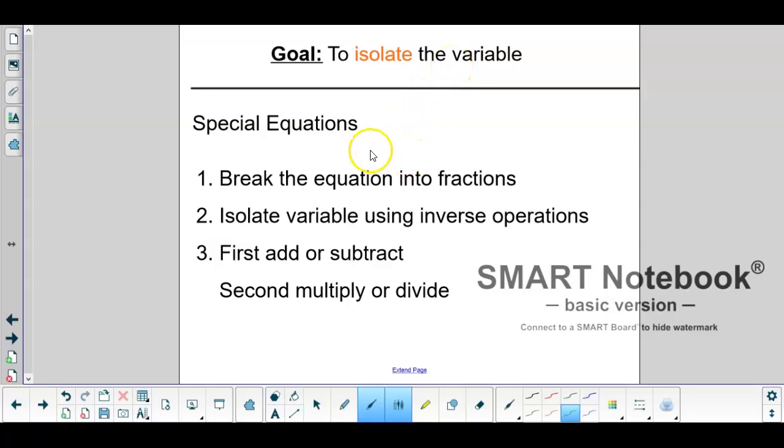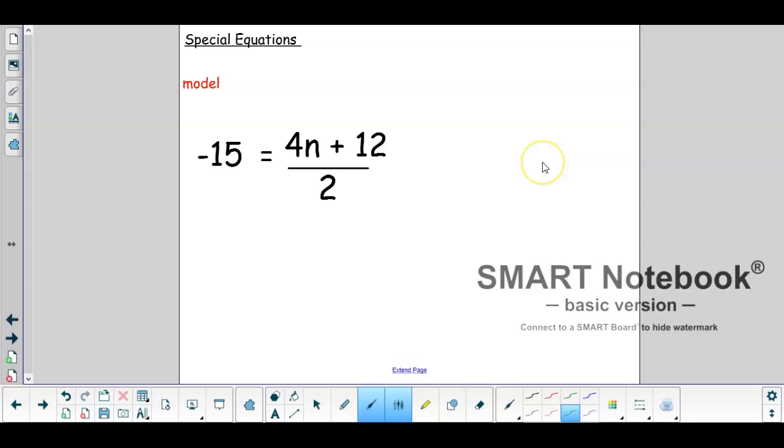The only difference is we're going to have to break these problems into fractions in order to be able to use our inverse operations, to add or subtract first and multiply or divide second. So our first example here on the board would be read as -15 is equal to 4 times n plus 12, all divided by 2. Now, every term on the top is being divided by 2.